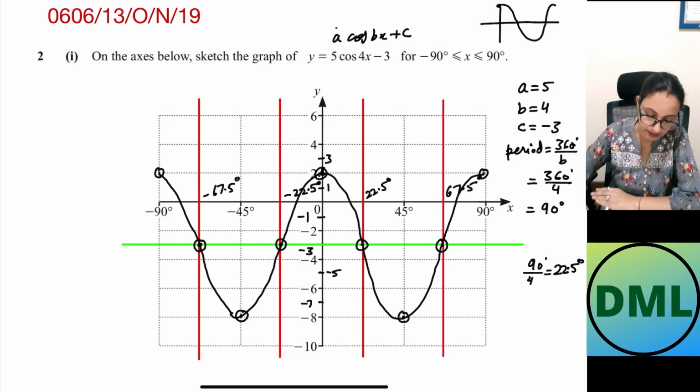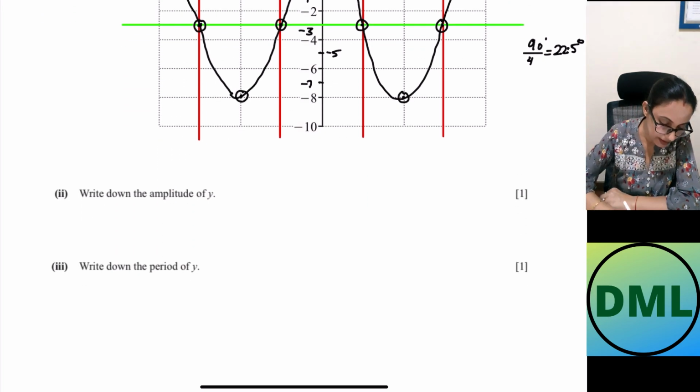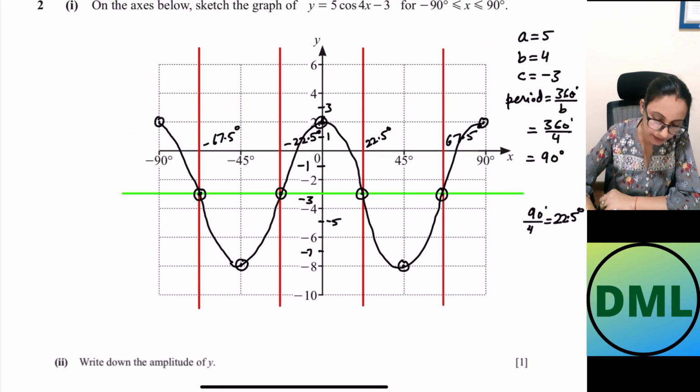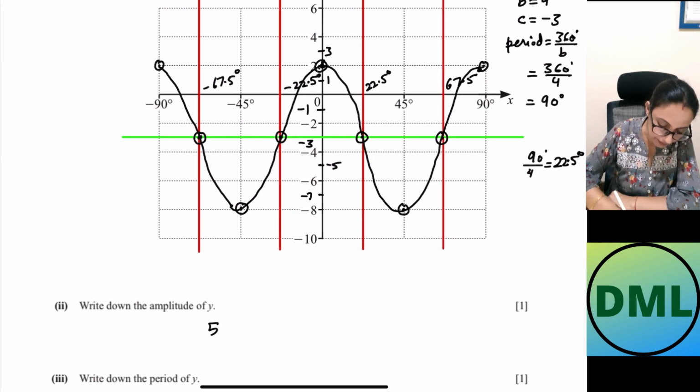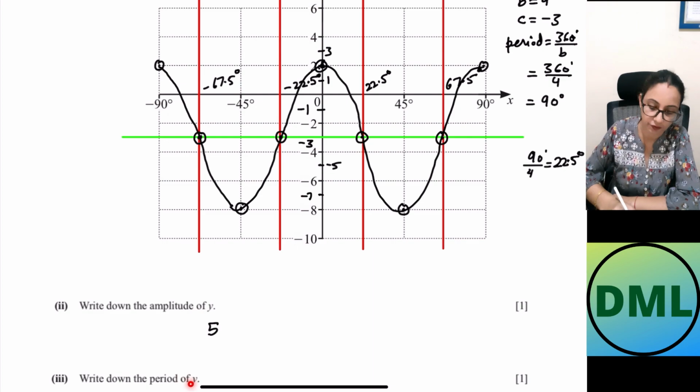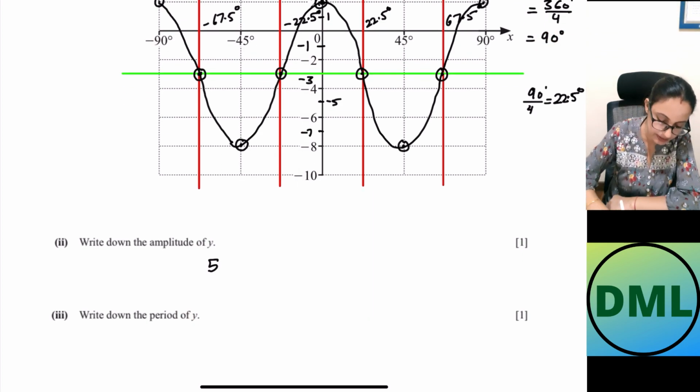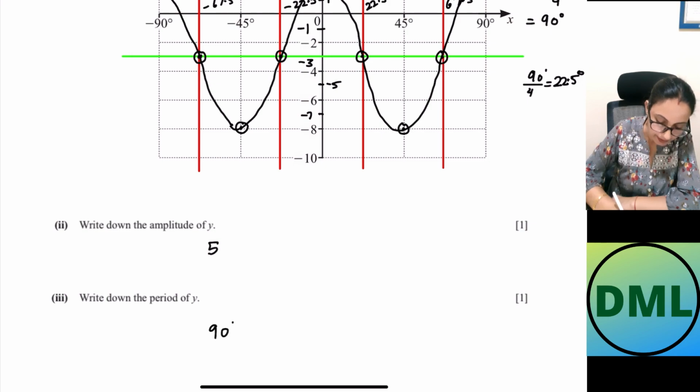Now what are they asking? They are asking the amplitude of y. What is our amplitude? Our amplitude is 5 here. So this answer is 5. The next answer they are asking: write down the period of y. What is our period? Our period is 90 degrees. Let's write down the answer here. Our period is 90 degrees.